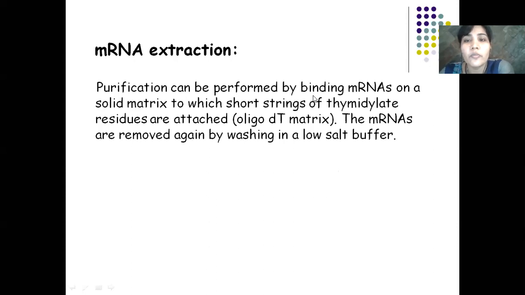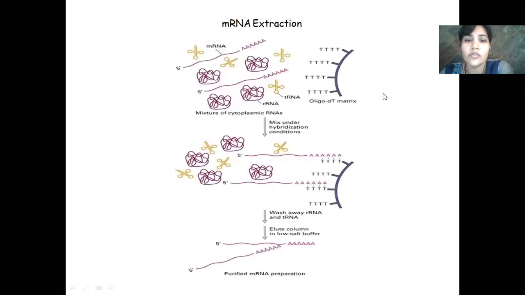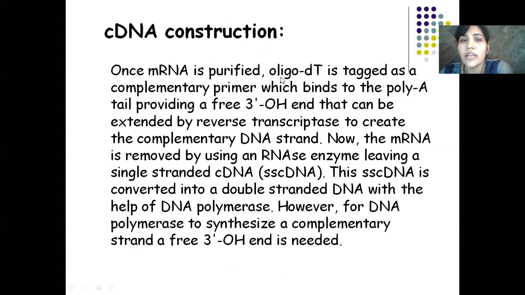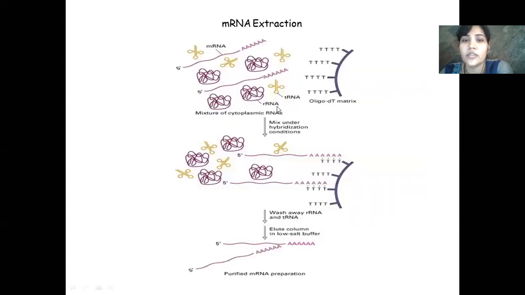Then purification can be performed by binding mRNA on a solid matrix to which short strings of thymidylate residues are attached, that is oligo-dT matrix, and the mRNAs are removed again by washing in a low salt buffer. So this is what they have shown over here. So you have mixtures of RNA, you will be having this oligo-dT matrix to which only the mRNAs will go and bind, because you see the complementary T's are here and we have complementary A's over here. Then mix under the hybridization condition. So only you see mRNAs are getting bound. Wash away rRNA and tRNA, then elute the column in a low salt buffer.